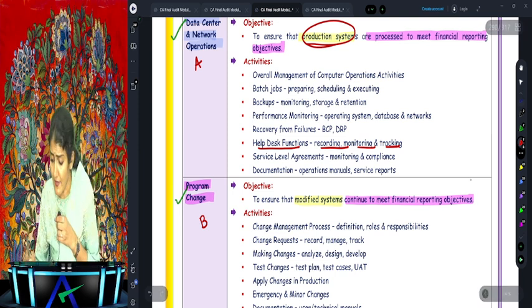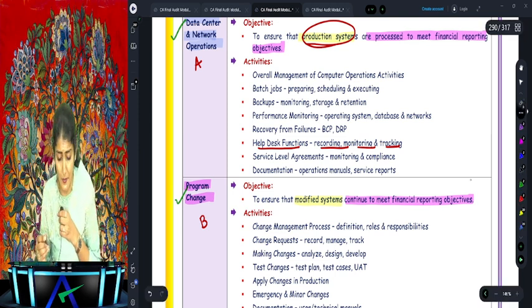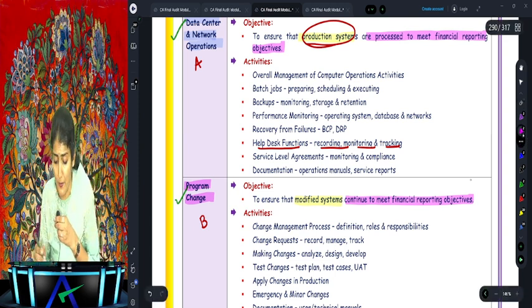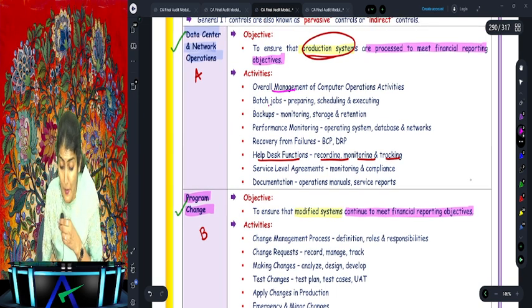Right. So data center is basically your RDBMS. Do you know RDBMS? The relational database management over there. Right. So overall management of the computer operation activities. Then batch job, preparing, scheduling and executing.